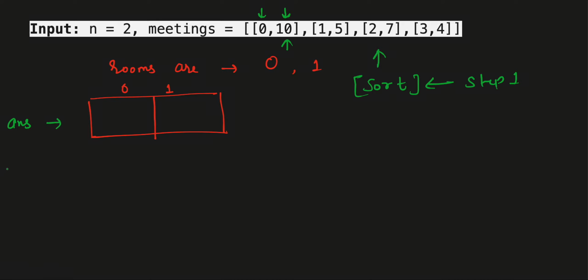Okay, and this will be our time. Let me create a time array as well. So answer will be storing the maximum number of meetings happened at any particular index or room. And what will the time be storing? The ending time of all the meetings. Okay, so what I need to do here, I will start iterating the meetings array.